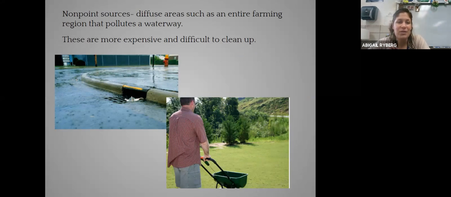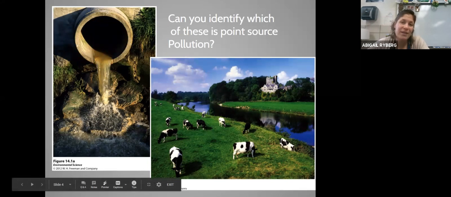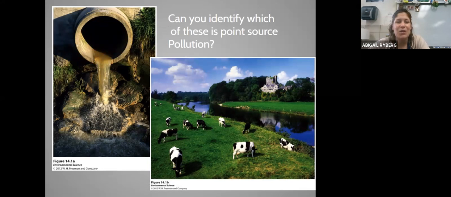And then non-point sources are types of pollution where, we call it diffuse areas, such as a huge area of farming that pollutes the waterway. So farmers, just in general, covering their fields with chemical fertilizers, pesticides, and herbicides. The same thing is happening on our lawns here in Kettering, Ohio. When we look at the images here, the one to the left is representing a point source because it's one point that's dumping into a waterway.